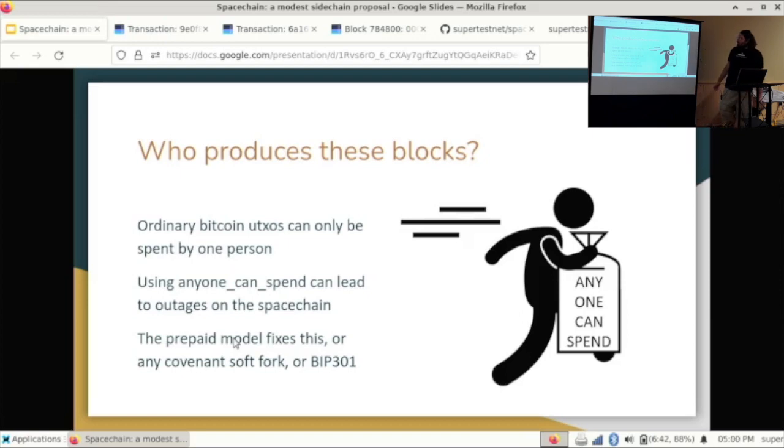So we've come up with a couple of solutions to allow anyone to produce these blocks. And one of them is to use this function within Bitcoin called anyone can spend. Ordinarily in Bitcoin, if I send money into a Bitcoin address, only the person who has the keys to that address can then spend that money and create the next transaction. But if you use the anyone can spend function, which Bitcoin has, you basically make a Bitcoin address that has no private key. And then, as it says, anyone can spend that money.